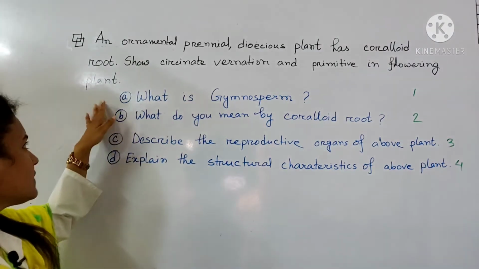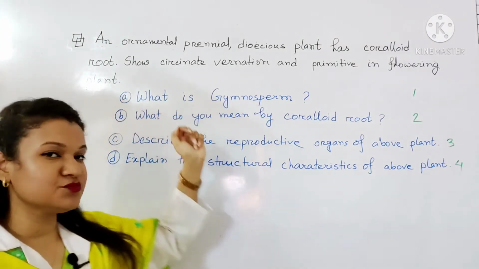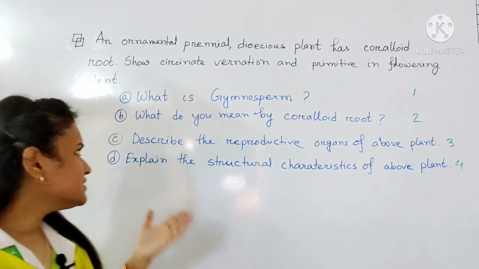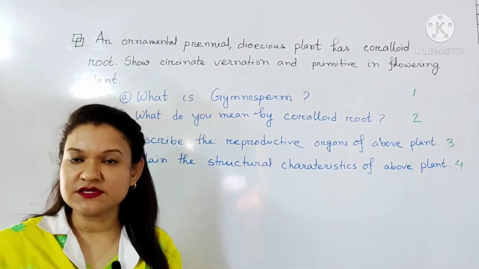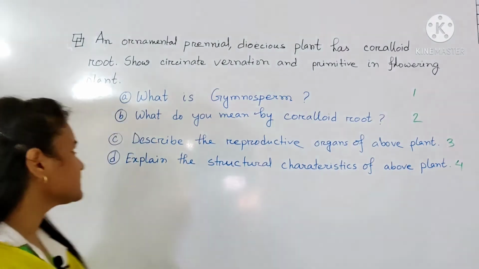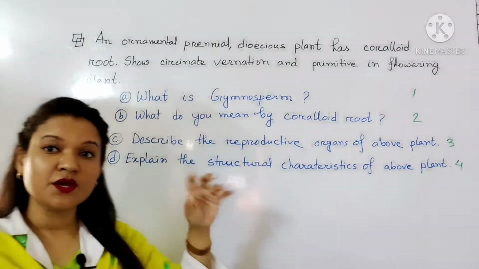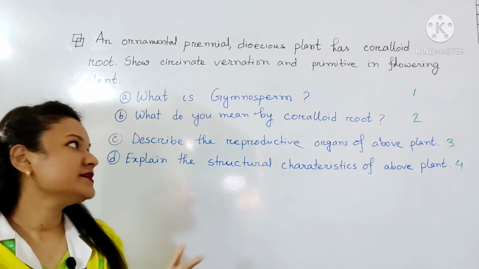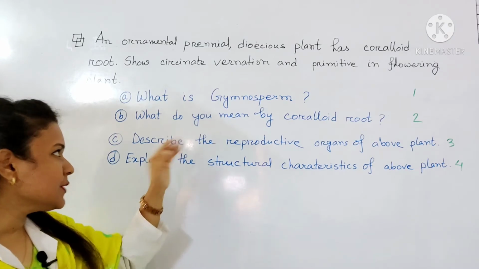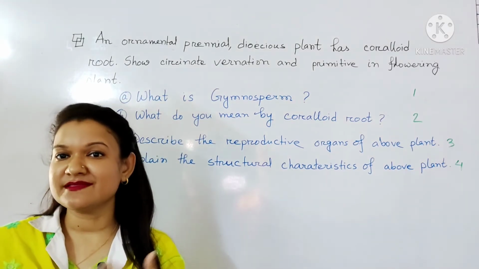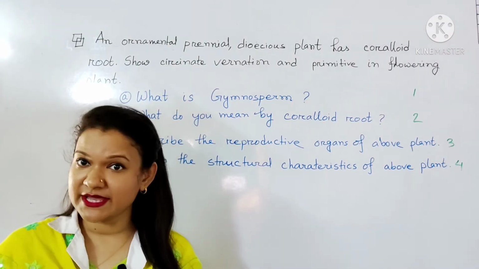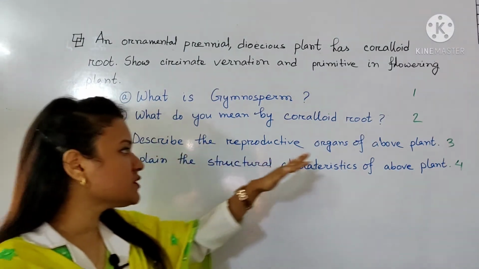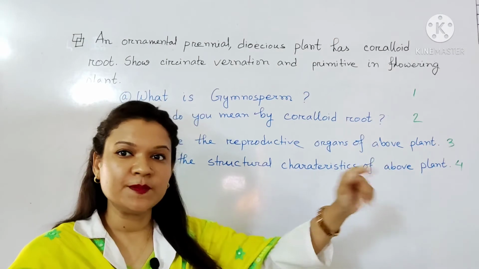First of all, our question A: what is gymnosperm? It is a knowledge based type of question. You just define this gymnosperm, then you will get 1 mark. Then B: what do you mean by coralloid root? Most of the time you just write down the explanation, but first of all you have to give the knowledge based answer, and then you go to the explanation, then you will get 2 marks in your exam. Then C: describe the reproductive organs of the above plant.